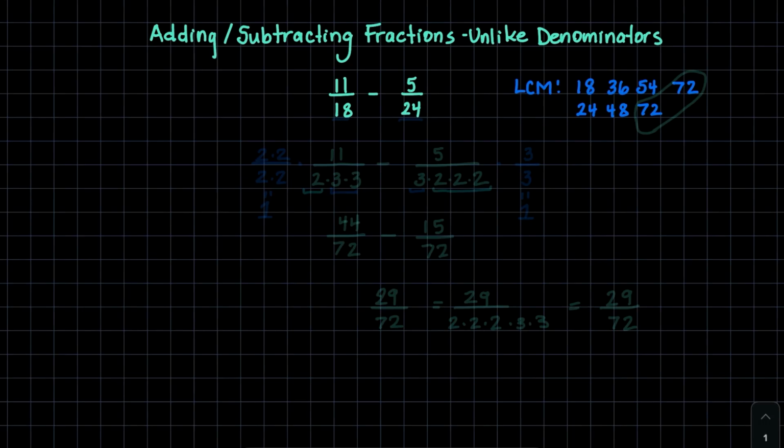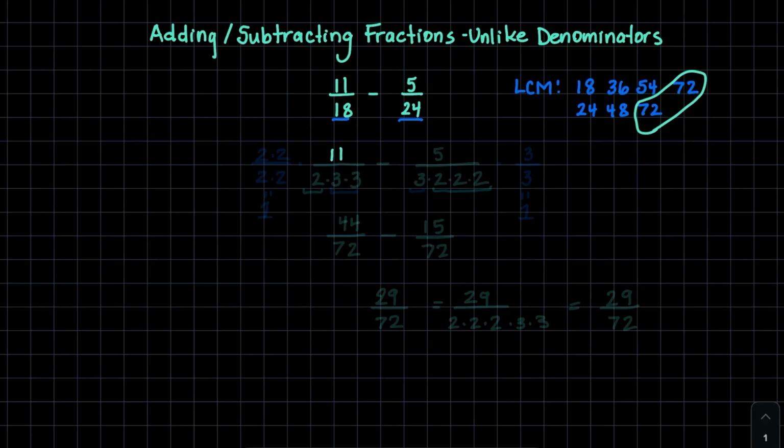Okay, 11/18, and we're going to subtract 5/24. We don't have the same size pieces, so we're going to look for a common denominator so we can get the same size pieces. I've already listed out the first few multiples of each, and I see the least common multiple is going to be 72. I'm going to show you another way you can think about this.